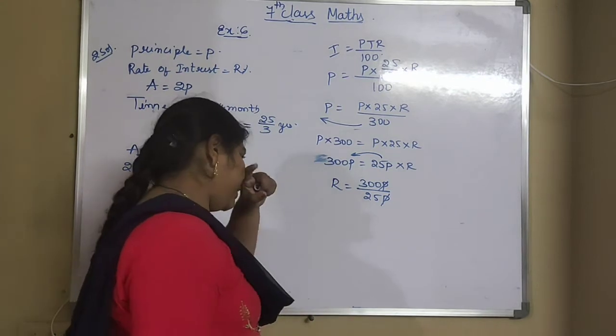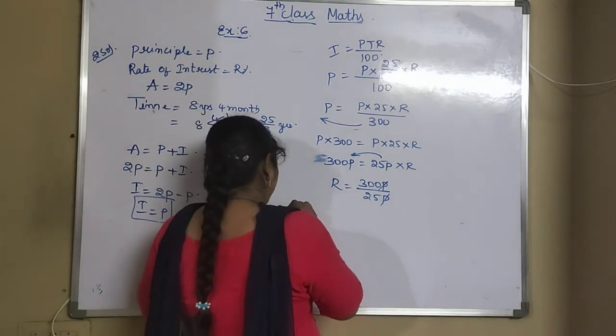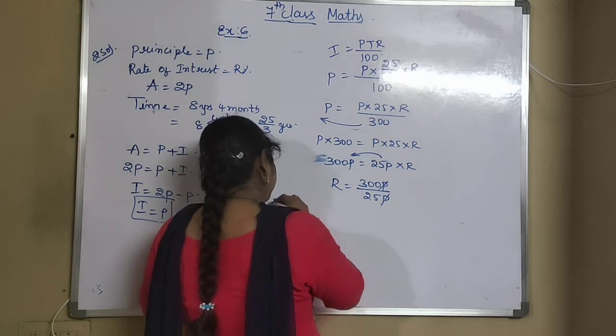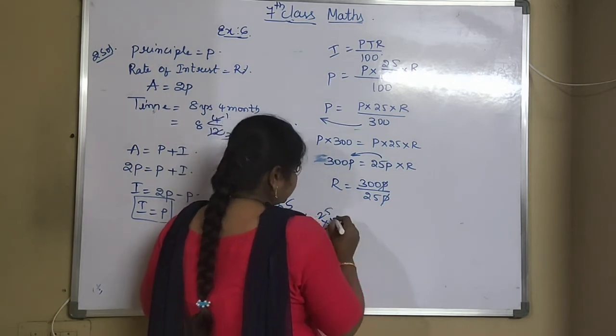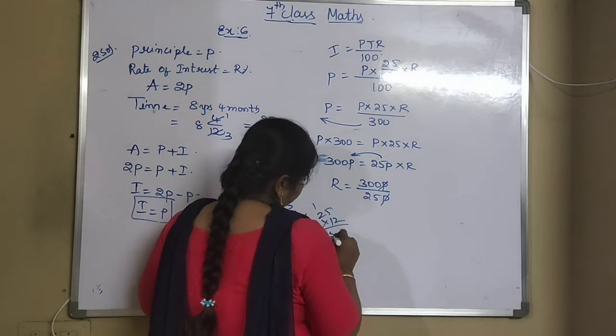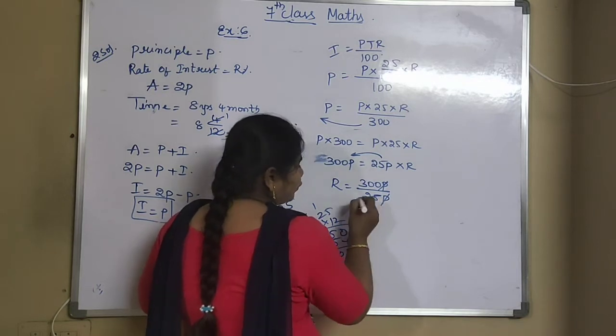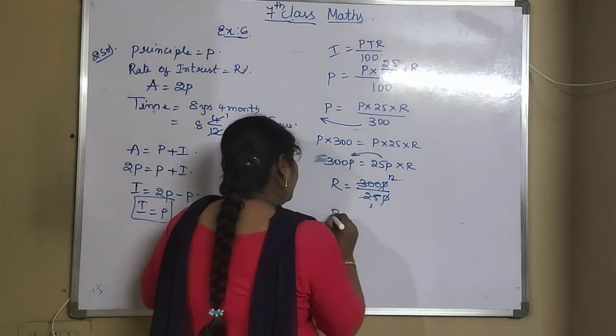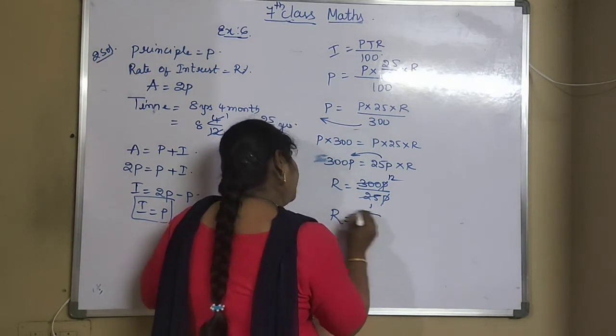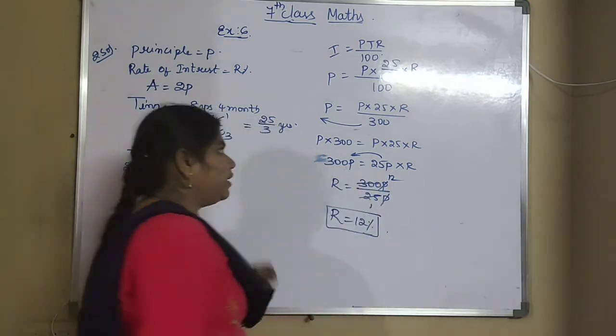How many times can we take 25 here? It will be 12 times. 25 ones are 25, 12s are 300. So what is the rate of interest here? The rate of interest is 12%. So this is our second answer.